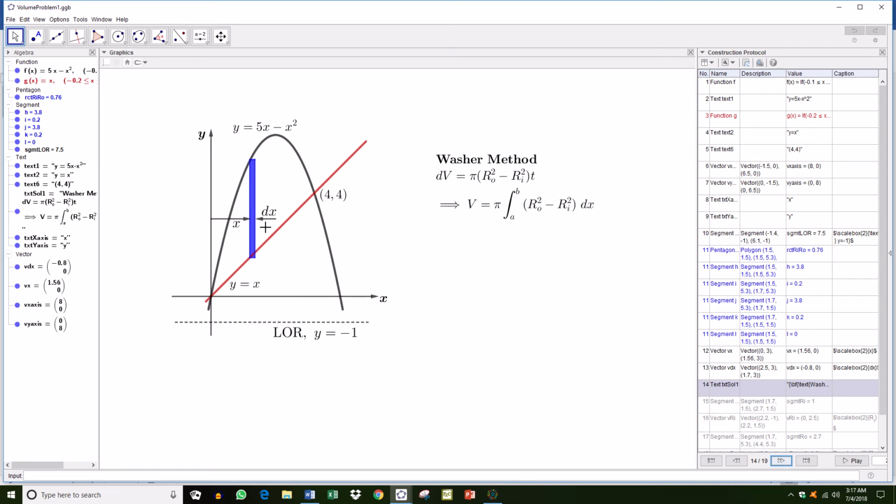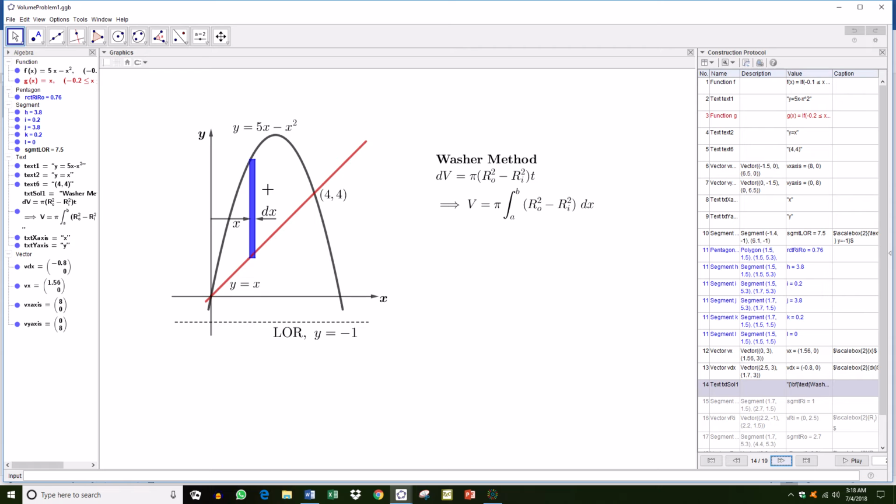Meaning, if just this rectangle alone were to be spun about the line of revolution, you get a volume. That is only the differential volume. If we want to find the total volume, we are going to scoot this rectangle all the way from left to right, and each time you collect the differential volume, and you add up all those volumes together, which is the same thing as saying that we are going to integrate from A to B.